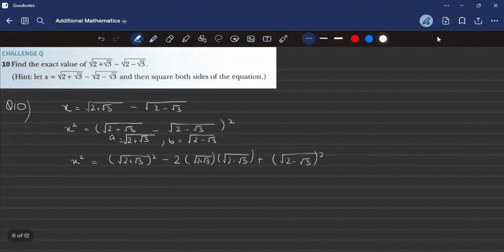Now the next step is we simplify this. x squared is equals to simply 2 plus under root 3, because the root is cancelled out, minus 2 multiplied by, now we multiply the value inside the under root. So 2 plus under root 3 multiplied by 2 minus under root 3.